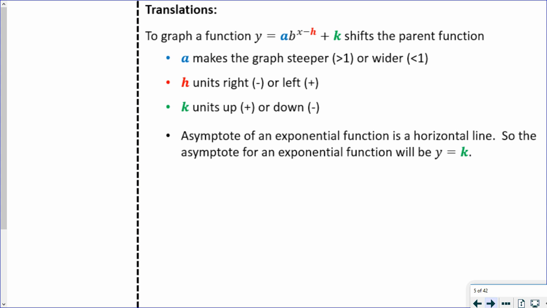Good. Just like we talked about in the functions chapter, we have translations. Remember the a in front: if there's anything in front of that base number multiplied, it makes the graph steeper if that number is bigger than 1, or it makes it wider if it's less than 1. We also need to add here that if a is less than 0, which means if a is negative, it flips the graph on the x-axis.